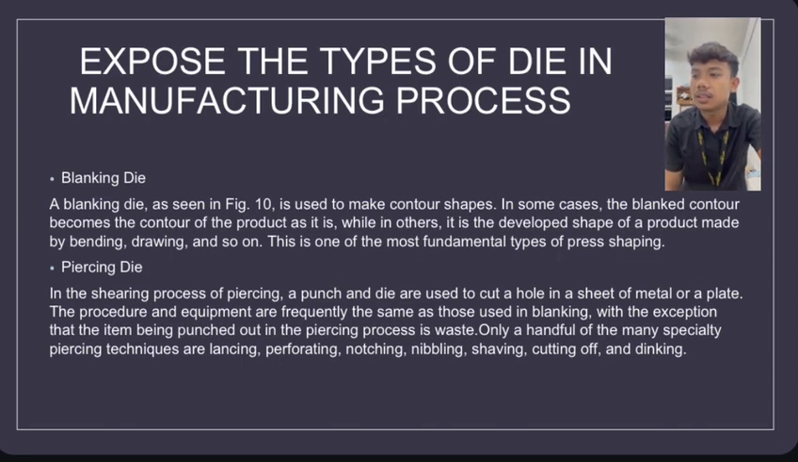Piercing die. In the shearing process of piercing, a punch and die are used to cut a hole in a sheet of metal or a plate. The procedure and equipment are frequently the same as those used in blanking, with the exception that the item being punched out in the piercing process is scrap. Only a handful of the many specialty piercing techniques are lancing, perforating, notching, nibbling, shaving, cutting off, and dinking.